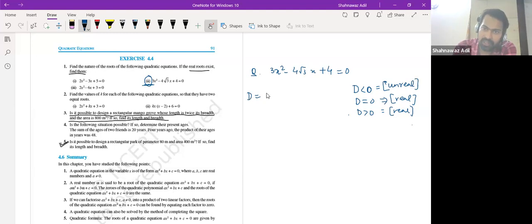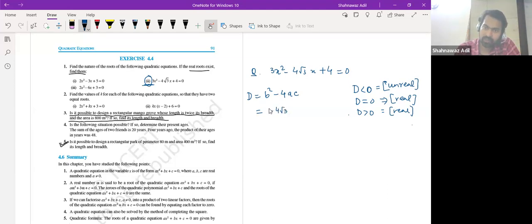So D is B square minus 4AC, right, Amar? So B is how much? Rest of you guys, calculate the solution. You guys have got the correct D. Yes, Amar, what is B? Minus 4 root 3, right? Minus 4 root 3.